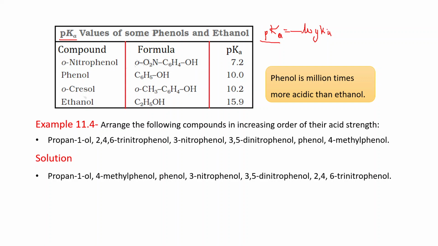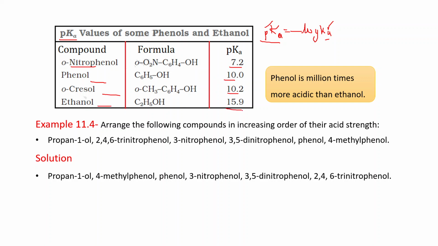As we know, the higher the value of Ka, the stronger the acid. When Ka is higher, pKa will be lower. That's why we can say any acid which has a lower pKa value is a stronger acid. Now just see the values. Orthonitrophenol is 7.2. Phenol is 10. This is orthocresol, 10.2. This is ethanol, 15.9.